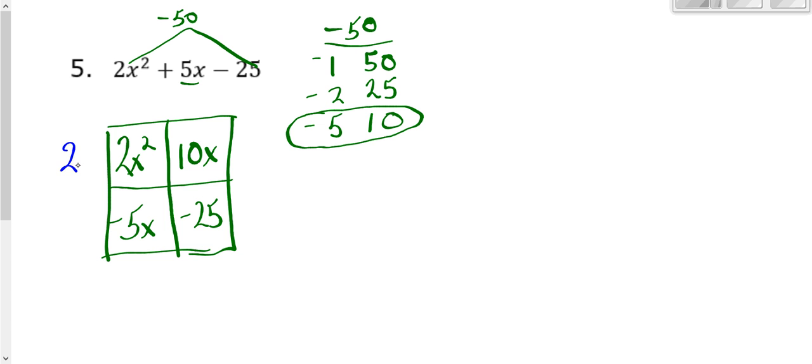I'm going to take out a 2x from the 2 and the 10. So this will need to be x, and this will need to be 5. This will need to be negative 5 to make negative 5. So my factors are x plus 5 and 2x minus 5.